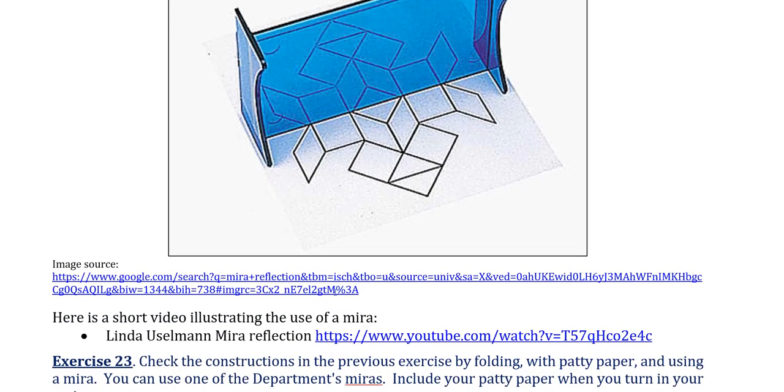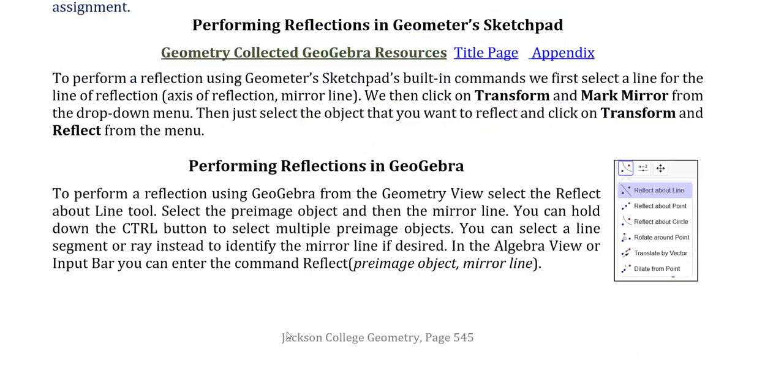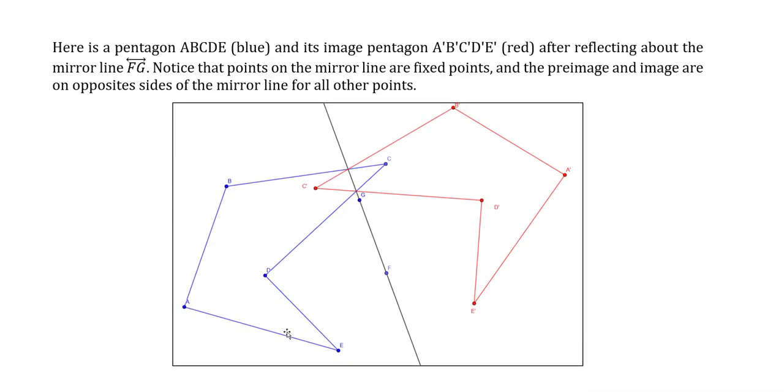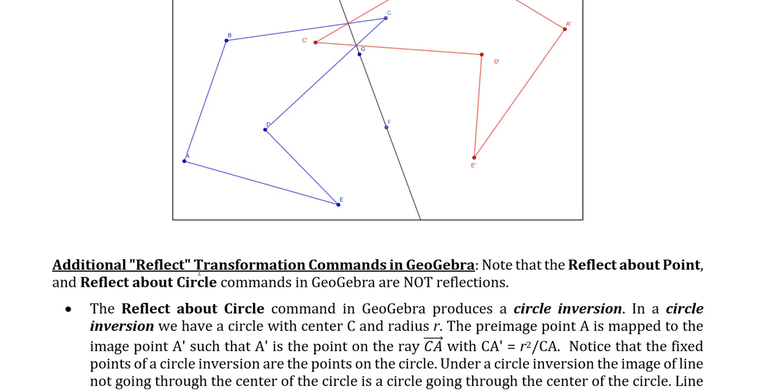Here's a little video. This is the image source where I got this, and here's a video on YouTube with somebody showing you how to use that. Here are the steps again in GeoGebra. There are some additional reflect transformation commands in GeoGebra. Reflect about a point, reflect about a circle. These are not reflections. These are something else. So I'm going to leave those out of this video.